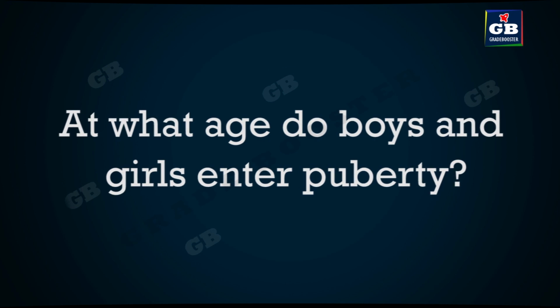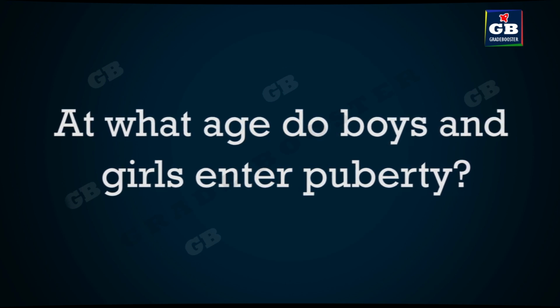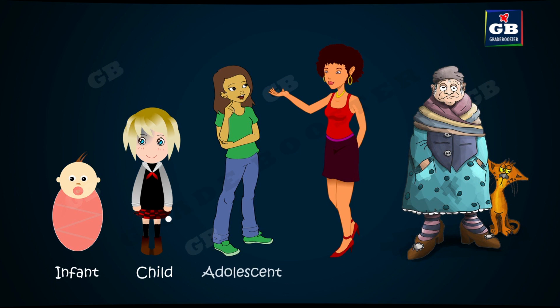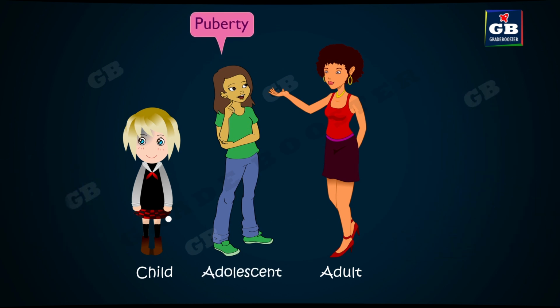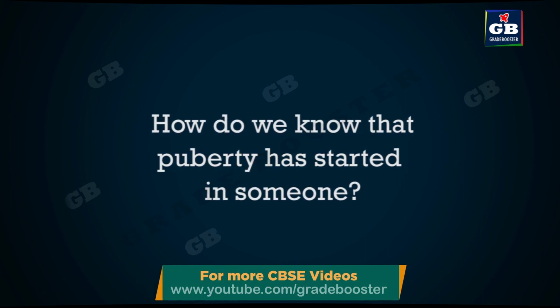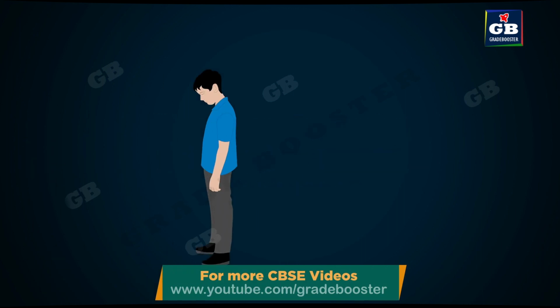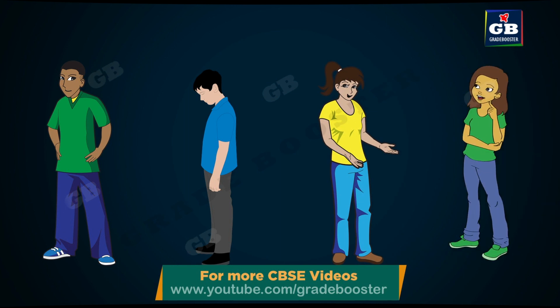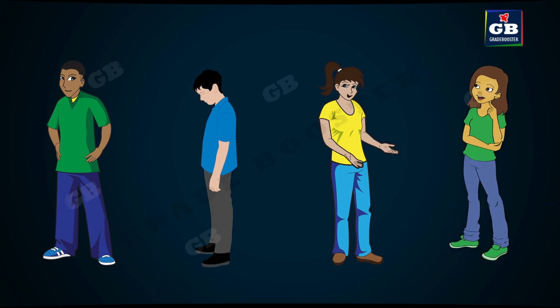At what age do boys and girls enter puberty? There is no specific age, but they enter into puberty in adolescence. Adolescence is the stage between childhood and adulthood. How do we know that puberty has started in someone? We can notice the onset of puberty in boys and girls with some noticeable changes happening in their bodies.